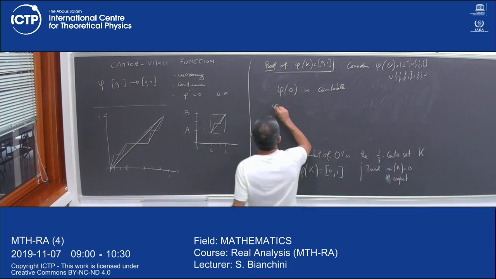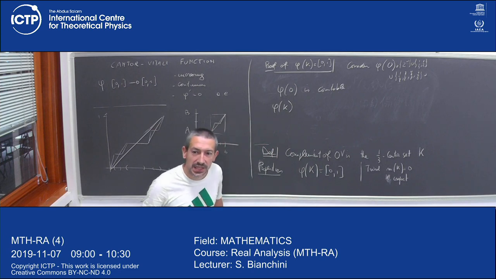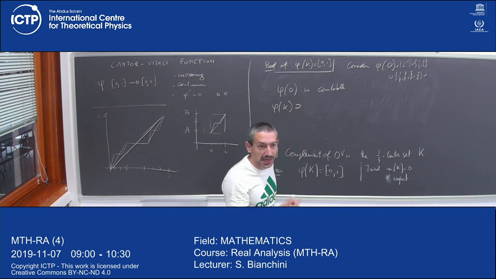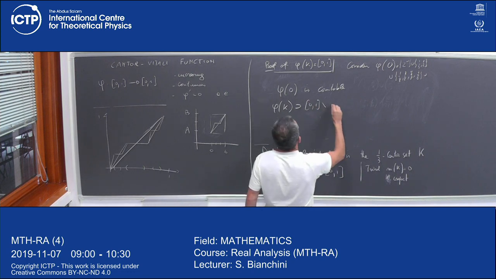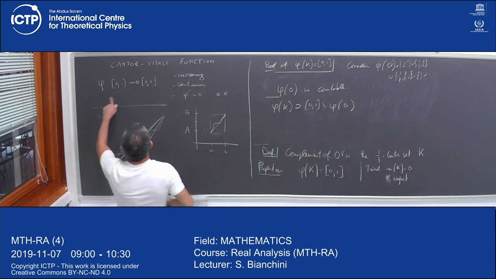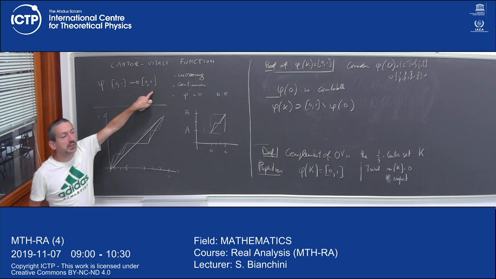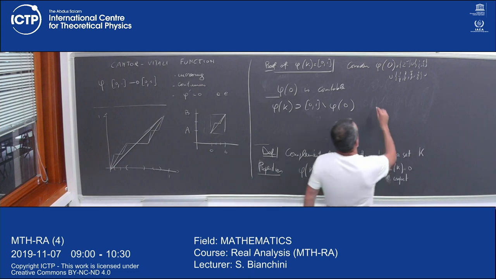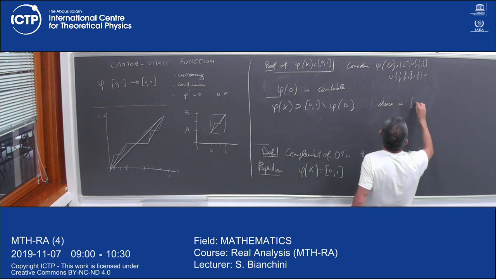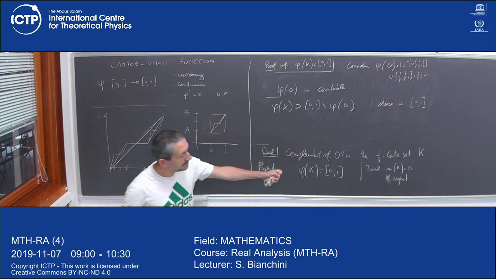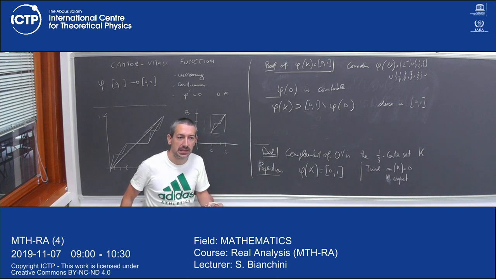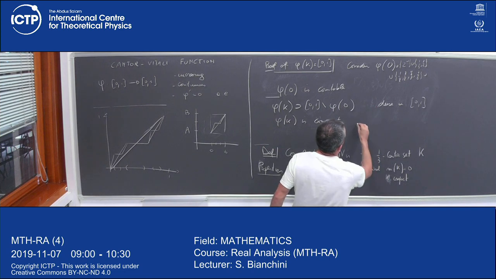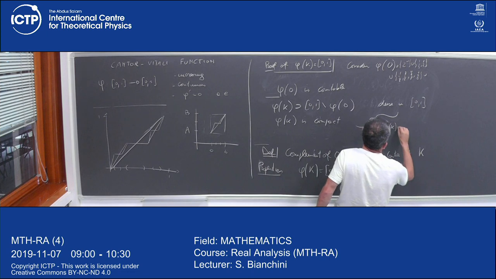So phi of K certainly contains what? The interval minus the image of O. Because we know that the image is [0, 1], and clearly all the other points should be covered by the image of K. So in particular, what I use here is that it is dense. Now what I use: K is compact, phi is continuous, and the image of a compact set is compact. Yes, it's compact. And then I conclude with both of them that phi of K is equal to [0, 1].